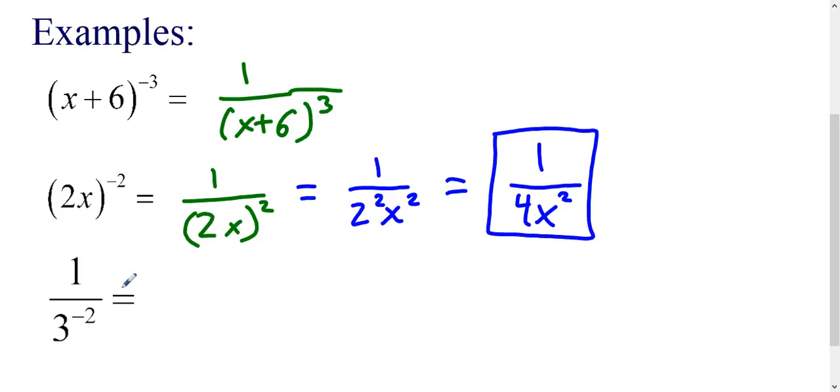Now it's starting in the denominator with the negative exponent. So you move it to the other part of the fraction. Moves to the numerator, just becomes 3 squared, which is 9.